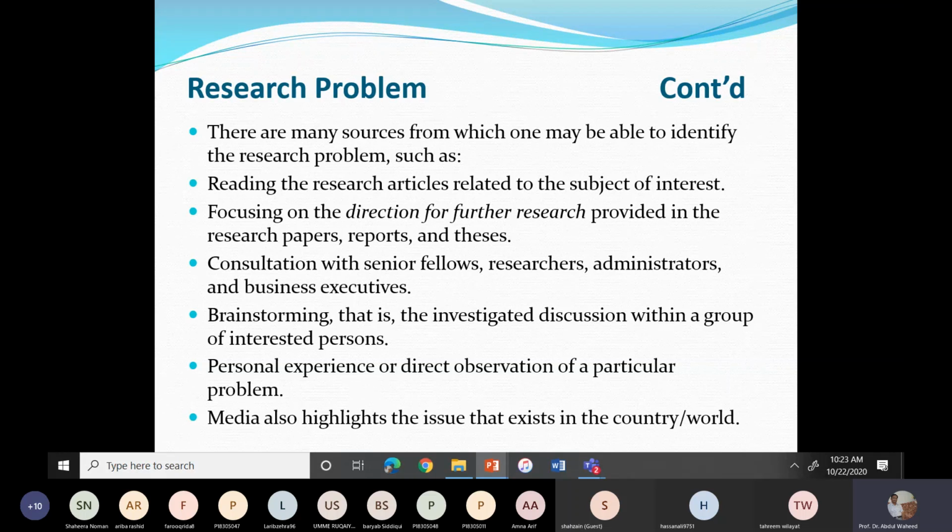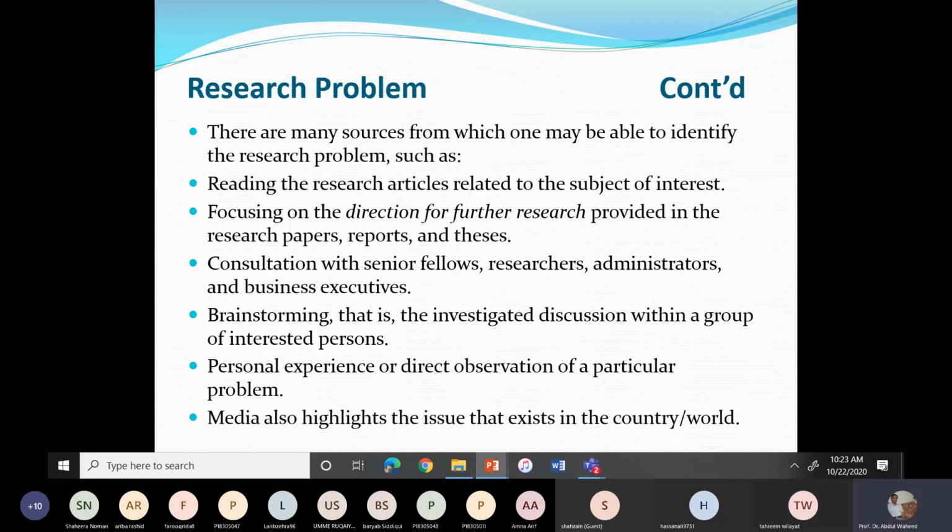Also, if I want to make my own research problem, I can look at the direction for research part of the research paper, or reports, or thesis, because in the direction for further research, they say how to carry out this research in different directions. So this will also help to formulate your research problem.